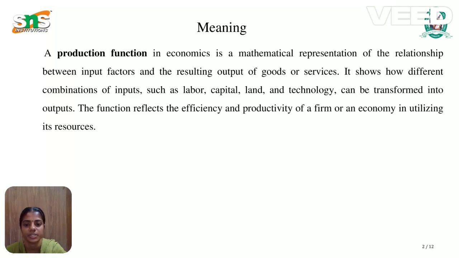The meaning of production function. A production function in economics is a mathematical representation of the relationship between input factors and the resulting output of goods or services. It shows how different combinations of inputs, such as labor, capital, land, and technology, can be transformed into outputs. The function reflects the efficiency and productivity of a firm or an economy in utilizing its resources.